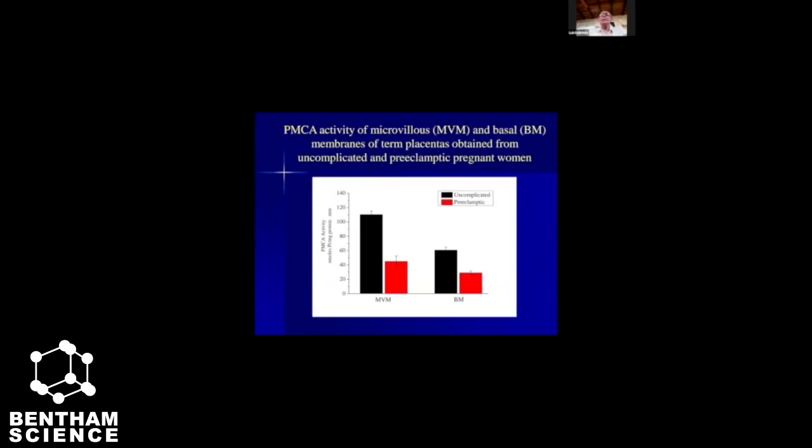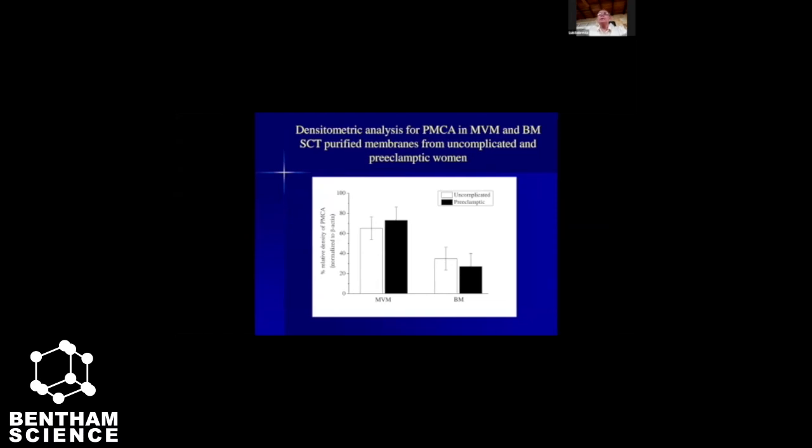This increase in lipid peroxidation produces an important diminution of the PMCA activity. As you can see in this figure, there is an important reduction of the PMCA activity. And this reduction in PMCA activity is not due to a diminution or modification of the number of PMCA molecules, since the relative density of PMCA is similar for both membrane preparations.